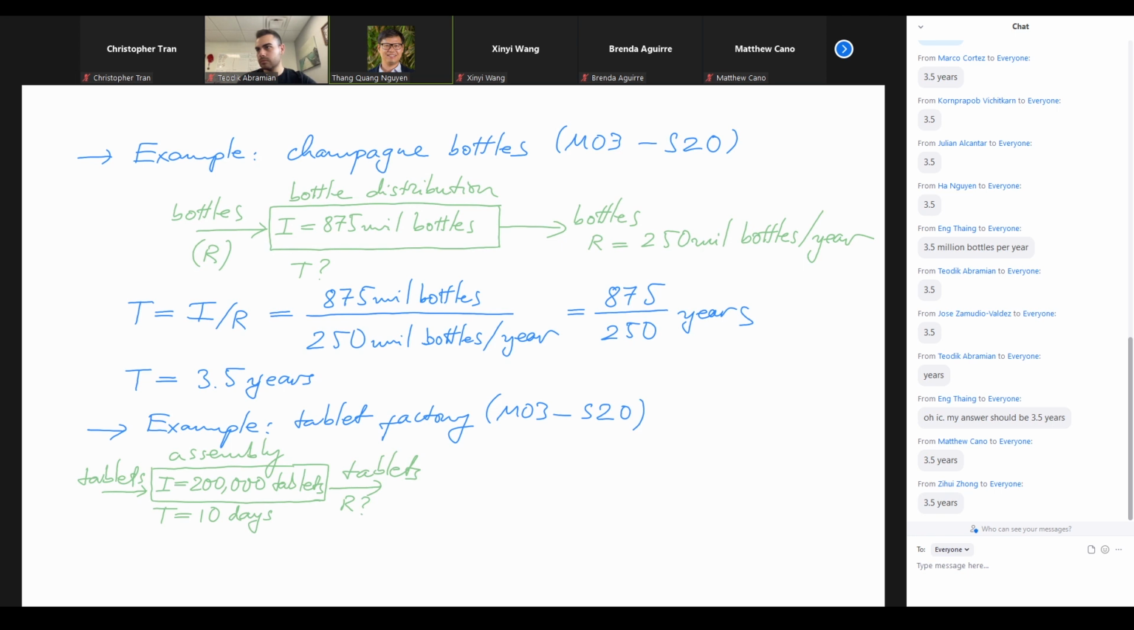Okay, so let's work on this together. So we know that the flow rate can be calculated as I divided by T, right? We just rearrange Little's law because the three numbers are tied together. So I divided by T. And then I is, I believe that all of you can do this. That's why I work on this with you to save some time, okay? So we have 200,000 tablets. That's an inventory, right? We know the number, but we also have to write out the unit. Divided by 10 days.